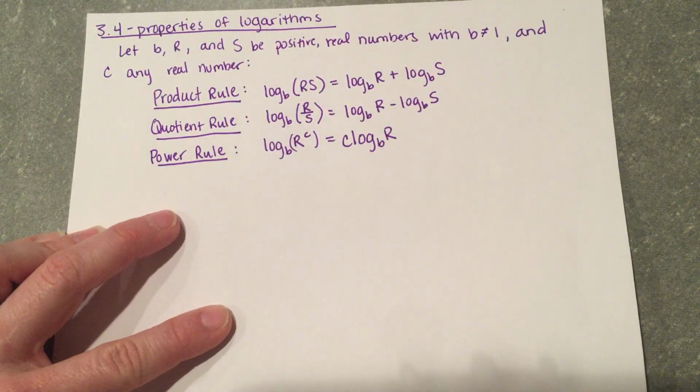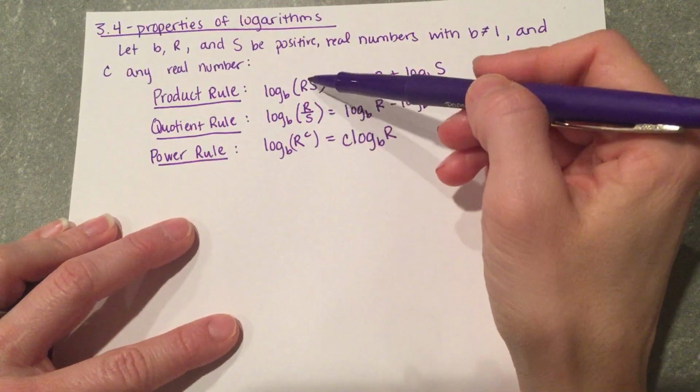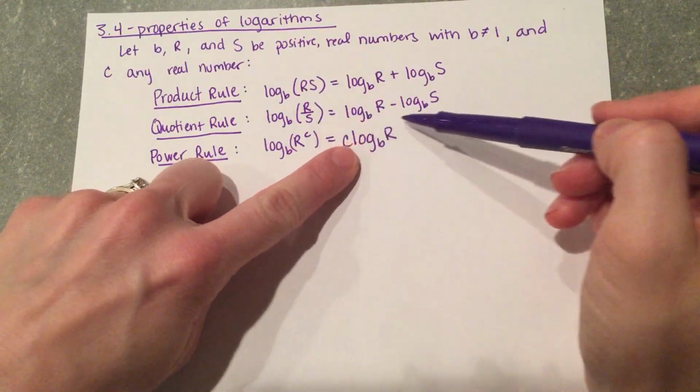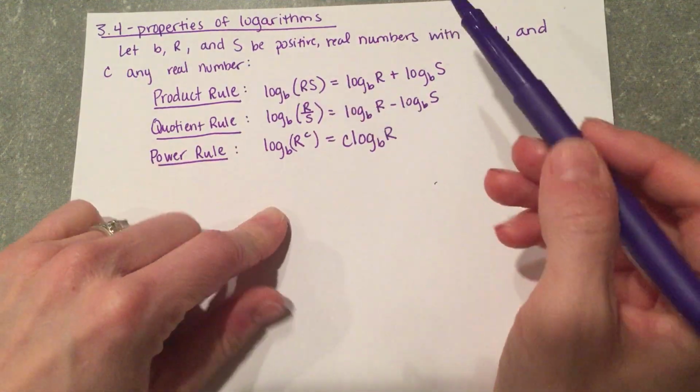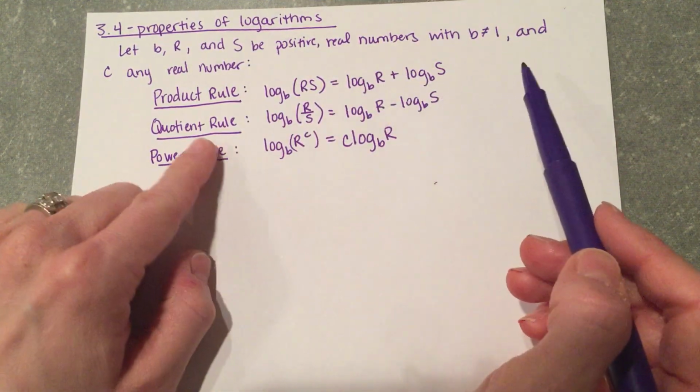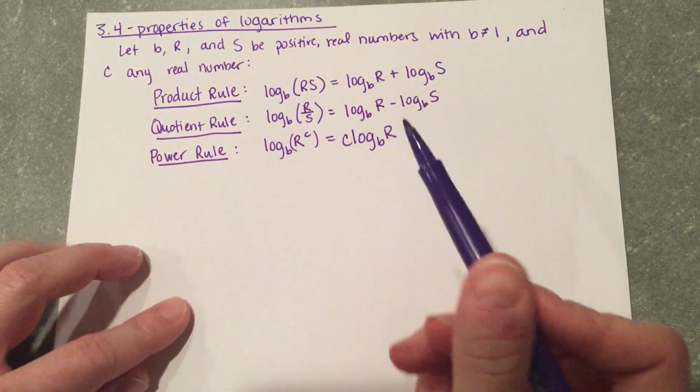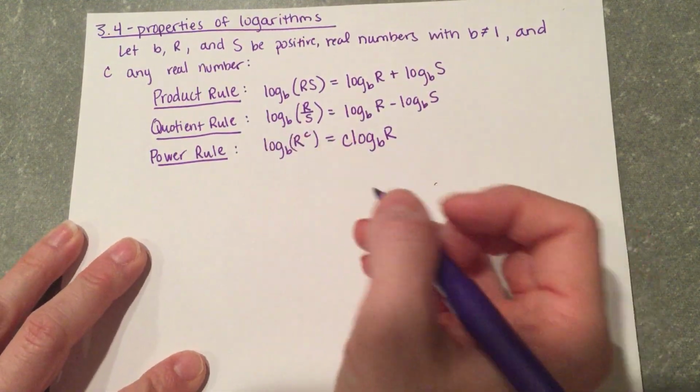So using these three properties, we can take these condensed logs and expand them out to multiple separate logs, or we can go the other way. We can take a lot of separate logs and condense them down into one log. So that's kind of what we're going to be doing. We're going to be going both ways.